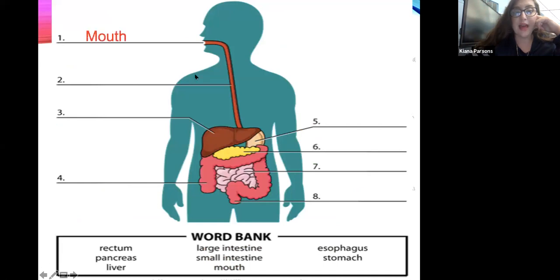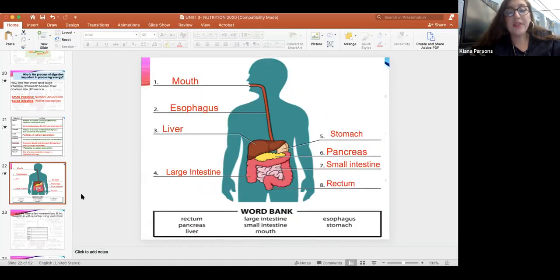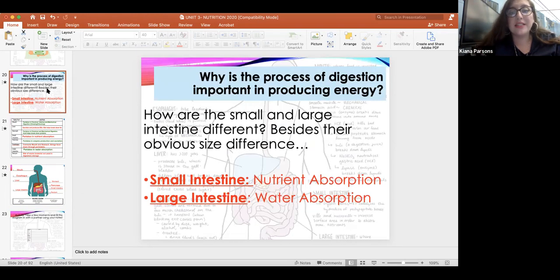So again, there is the mouth, the esophagus, the liver, the large intestine, the stomach, the pancreas, the small intestine, and the rectum. And here, the liver and the pancreas are accessory organs. So we know that those are accessory organs because food does not pass directly through them, but rather they produce enzymes or gastric juices such as bile that are involved in the process of digestion.